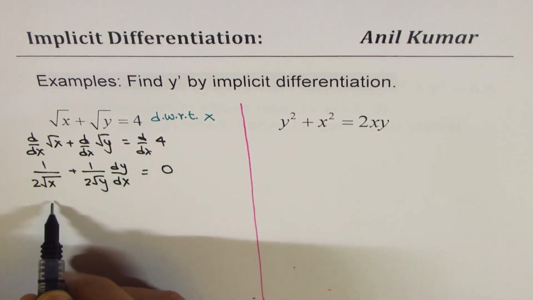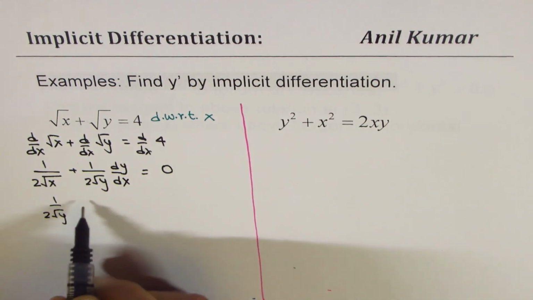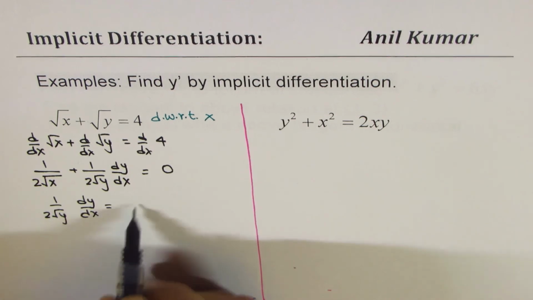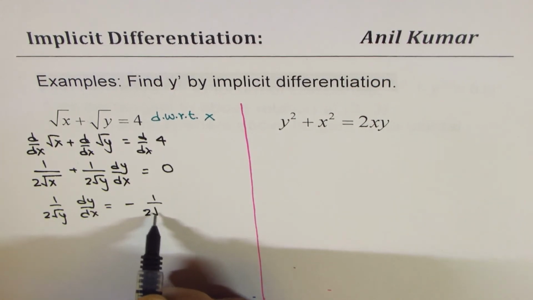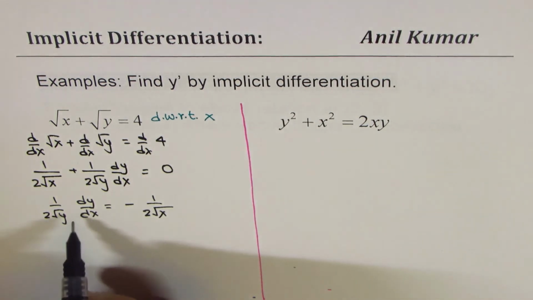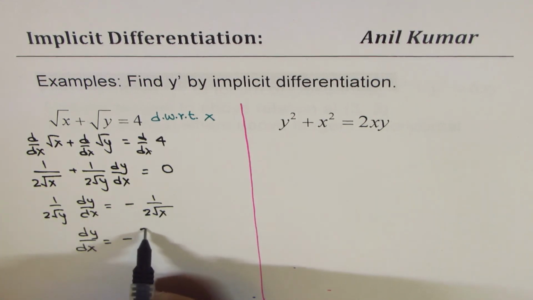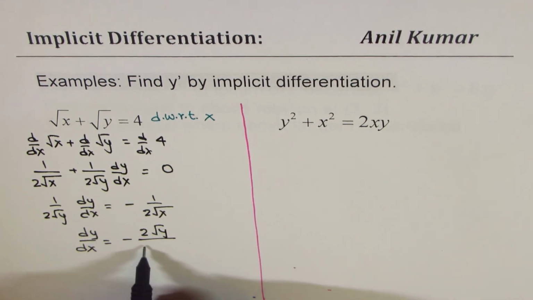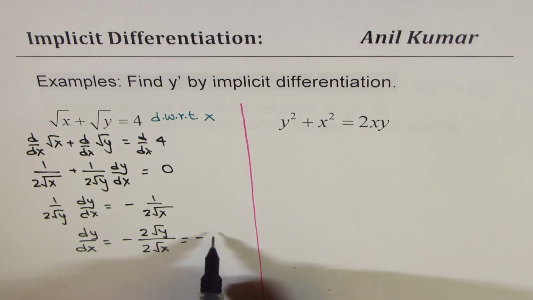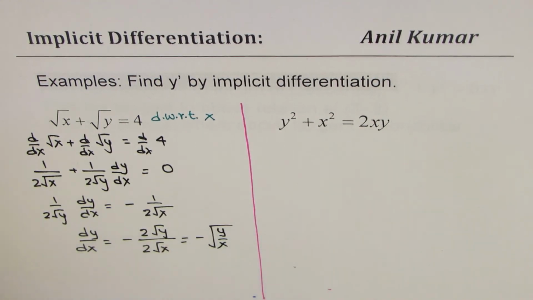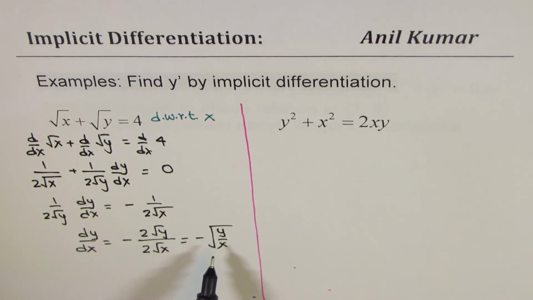So what do we get here? We get 1 over 2 square root y times dy/dx equals minus 1 over 2 square root x. You could always cancel 2's. Let me rewrite this as dy/dx equals minus, cross multiply, 2 square root y over 2 square root x, which is minus square root of y over x. Correct? So we have found the derivative of the function without writing it explicitly in terms of x. Do you see that? So you could write y dash as negative square root of y over x.